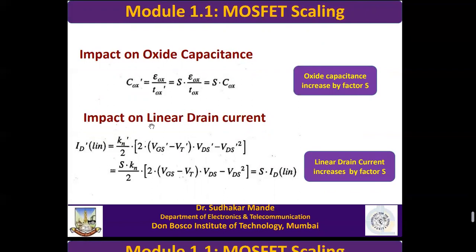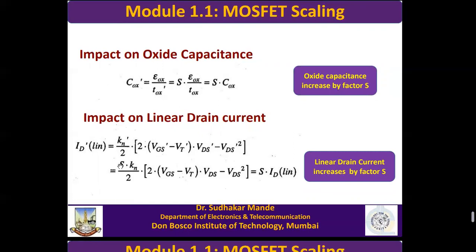Now let us see what is the impact on linear drain current. So this is the equation for linear drain current. Can you see here? Kn dash, VGS dash minus VT dash, VGS dash minus VDS square. Now Kn dash, we know that it becomes S into Kn after scaling. VGS remains unchanged. VT dash is not changing. VDS is not changing. So if you see this much of the equation, that is just IDS before scaling.